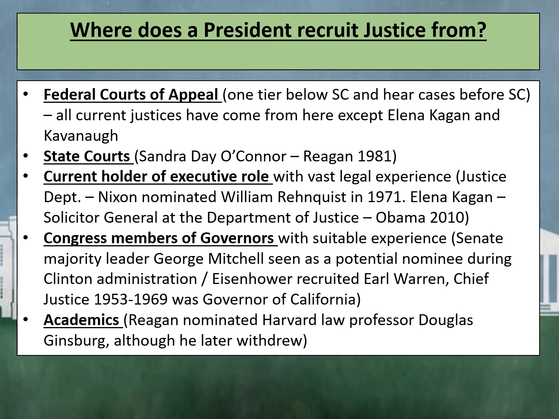Senate Majority Leader George Mitchell was seen as a potential nominee during the Clinton administration. President Eisenhower recruited Earl Warren, who used to be Governor of California, and he was Chief Justice from 1953 to 1969. The final place that presidents can recruit their justices from is from academia. For example, President Reagan nominated Harvard law professor Douglas Ginsburg, although he did later withdraw.